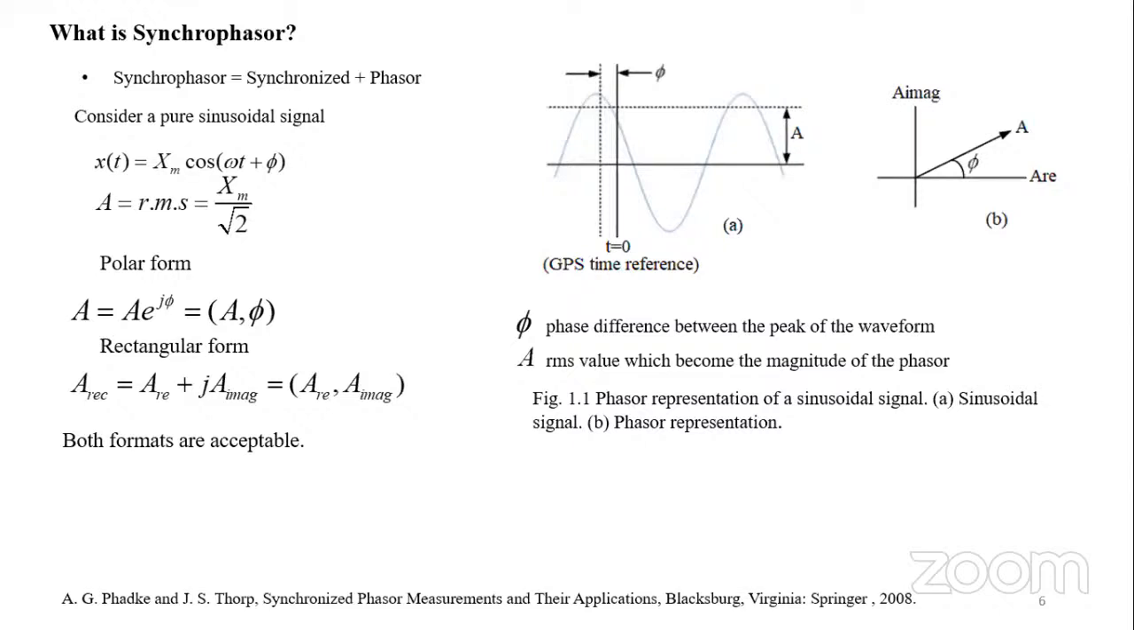As you are seeing in the slide, there are two forms, the polar form and the rectangular form. Both formats are acceptable, but one thing is very important here: the rectangular form is faster and more reliable. So mainly we are using the rectangular form, not the polar form.